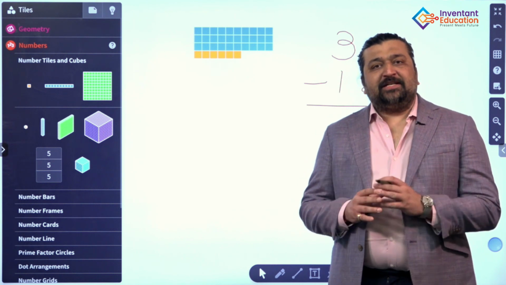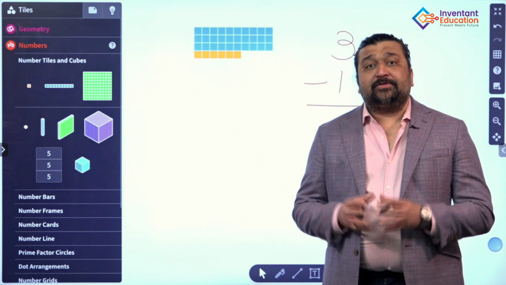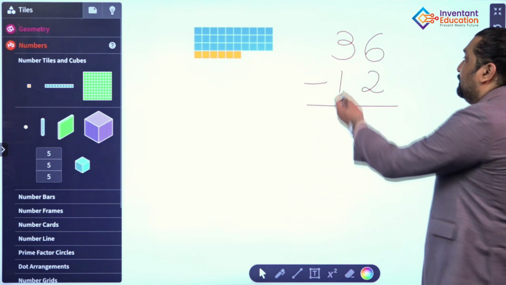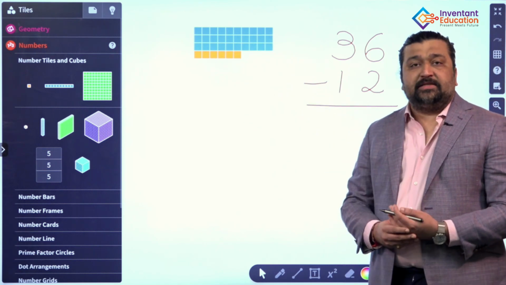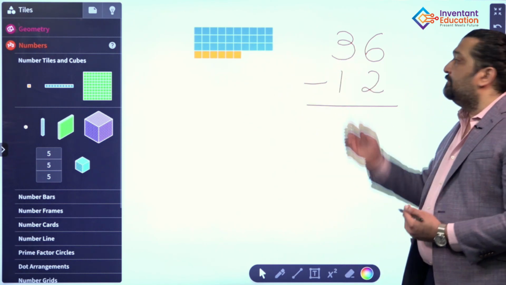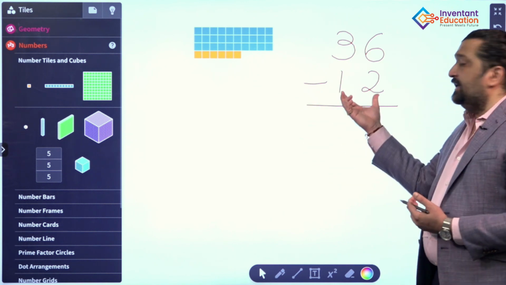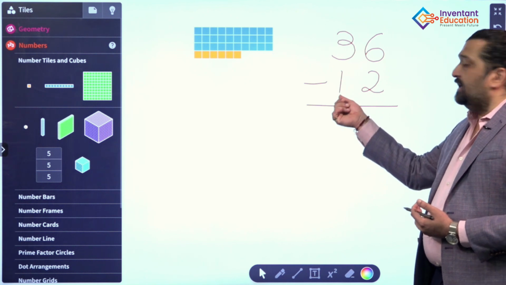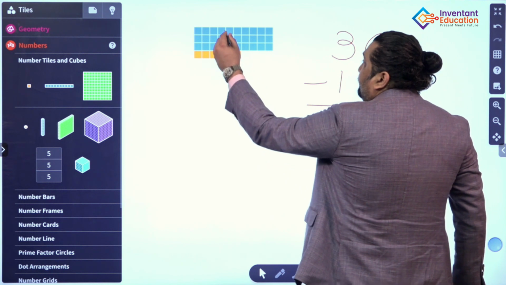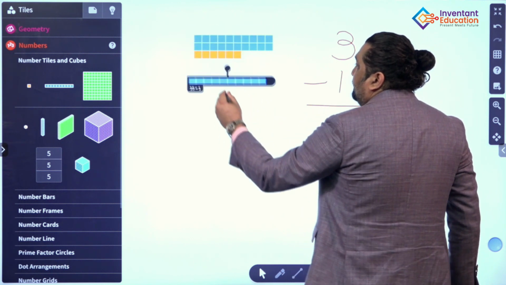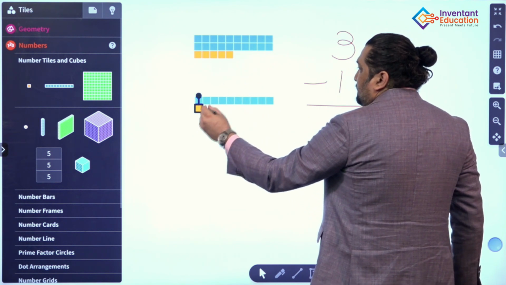Now subtraction is the process of taking away. Now we will see with the help of manipulatives how this works in action. So for 36 minus 12, I have taken 3 tens and 6 ones to represent my first number, 36. Now from this I am supposed to take away 12. So I have to take away a 10 and 2 ones. So I will take away 1 10 from here and 2 ones.